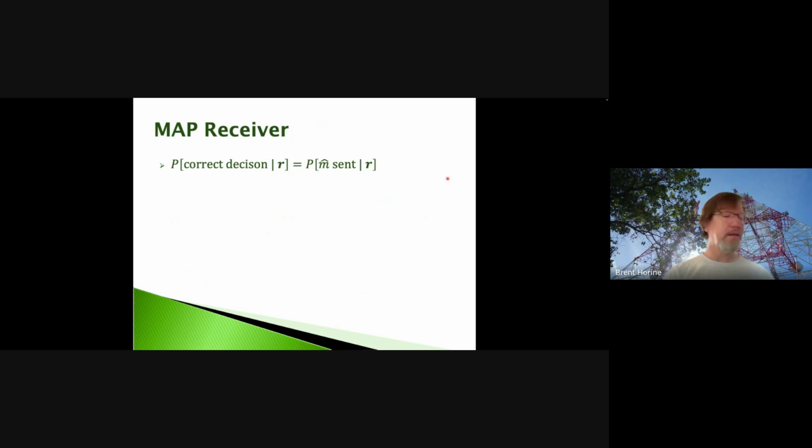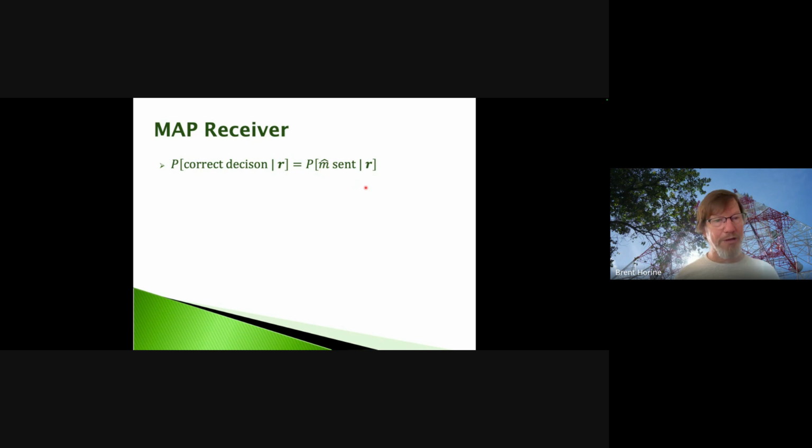So the probability of a correct decision given R, right? So we receive R, and what is the probability of a correct decision? Well, the receiver takes this R value that it receives and estimates M. Well, if this M estimate was actually what was sent, then yeah, that's a correct decision, right?